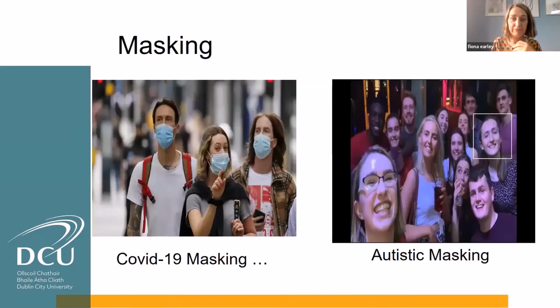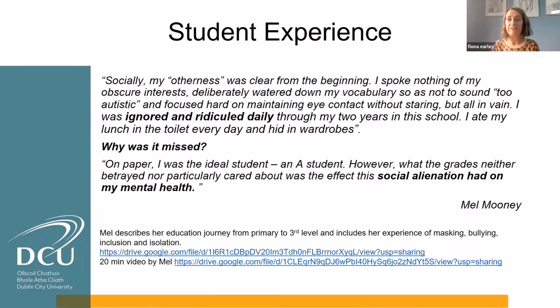And I'm just going to talk a little bit about this student, Mel. So we have COVID masking and then we have autistic masking. Mel has said that from the beginning of school, socially her otherness was clear. She spoke nothing of her obscure interests, deliberately watered down her vocabulary so as not to sound autistic, and focused hard on maintaining eye contact without staring, but all of this was ignored and ridiculed daily. Through her 2 years in a particular school, she ate her lunch in the toilet every day and hid in the wardrobes. This was missed.